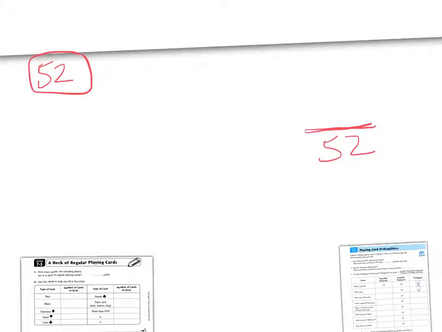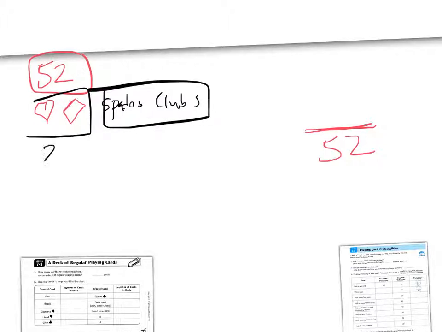So let's think of some other cards in a deck. In a deck of cards there are 12 face cards, okay? Because there are hearts, there's diamonds, there's spades, which I don't really know how to draw a spade, but we'll say spades, and clubs. And these are the red cards, these are the black cards. There's 26 red cards, there's 26 black cards.